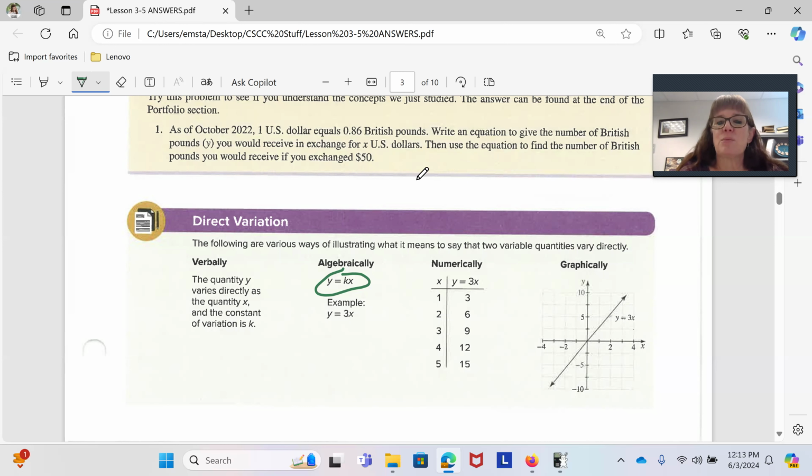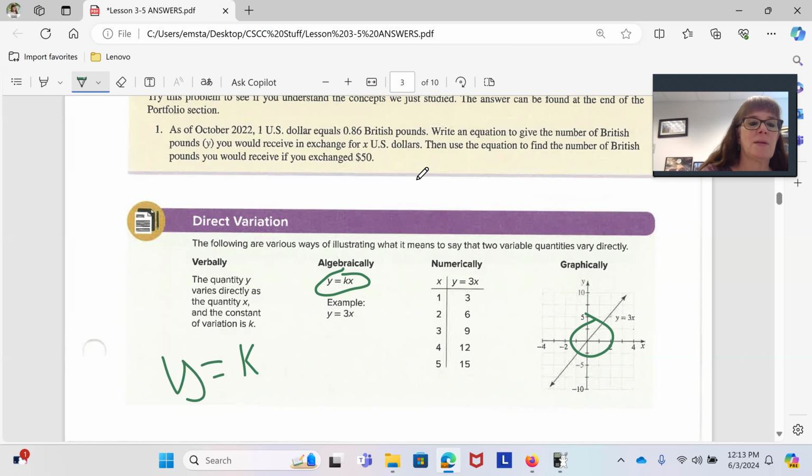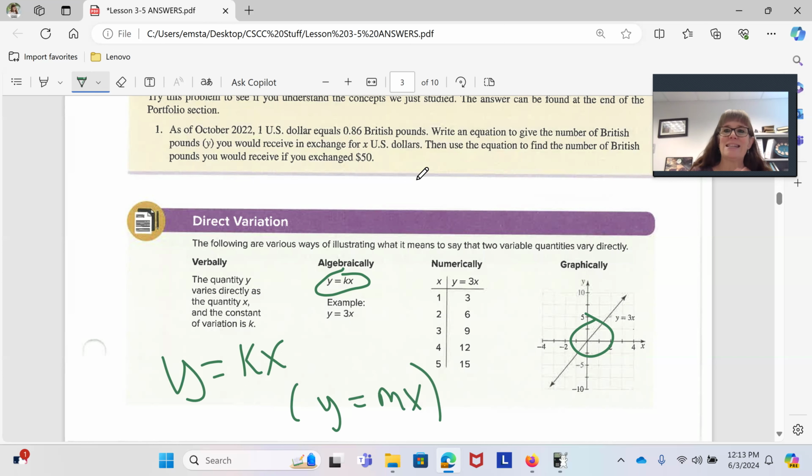Numerically, we have a table very much like what we saw here. Graphically, this is my favorite part. Direct variation in a graph is a straight line. That's condition number 1. Condition number 2 is it has to go through 0, 0. It has to go through the origin to be direct variation. So again, this is the first equation of a line we're dealing with. We're talking about y equals kx. And it might even be helpful as we get into the next sections after this to think of that as y equals mx. And you'll see more of that in the next section as to why, but k is the same as your slope.